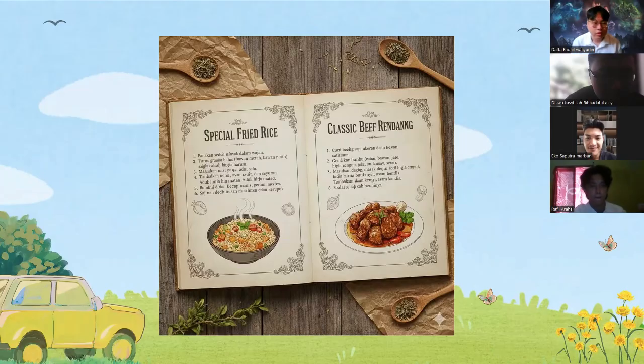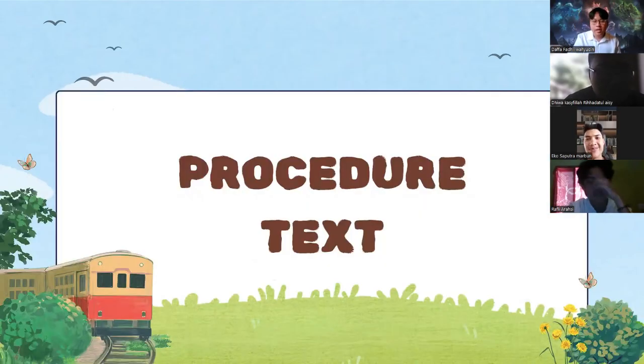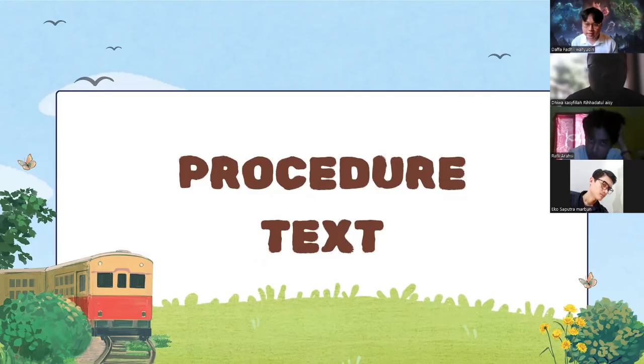And I will show you the picture. Can you guess what the picture is? Anyone? I think it's nasi goreng and rendang. Yeah, there is the recipe book. Good job, Eko. And based on this picture, can you guess what we'll learn today? The procedure text. Good job. And today we will learn about the procedure text.